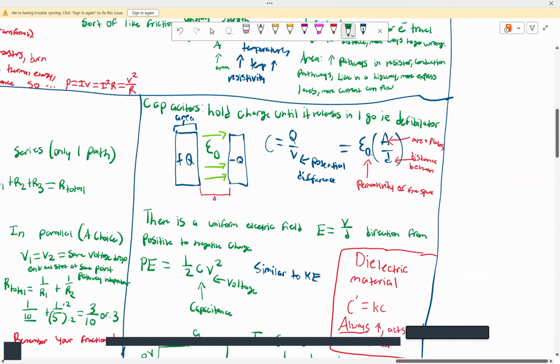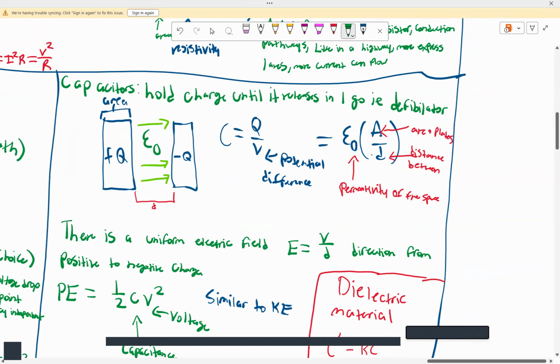Now, for capacitors, these hold charge until it releases it all in one go, which is also known as a discharge. For a defibrillator, remember when it's charging, it's kind of like rubbing your hands together and then static shocking someone. That's how I like to think about it. Or the clouds when there's a lightning strike too. That's how I like to think about capacitors.